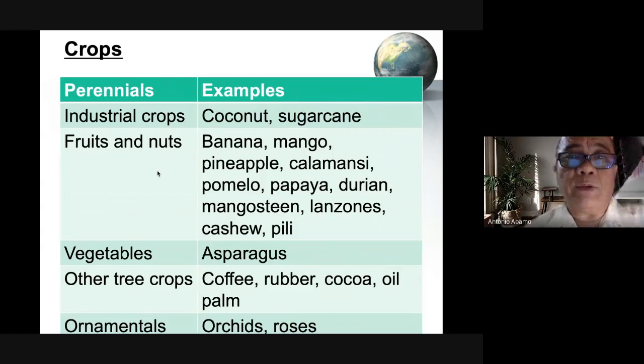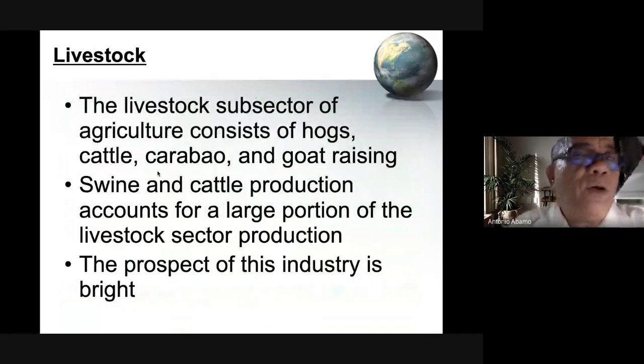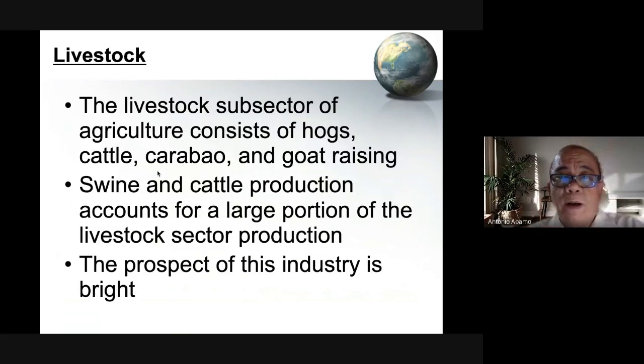Okay, now industrial crops are basically coconut, sugarcane, and you can put there abaca also, and other things. Now, in terms of livestock, the livestock is used for processing further into processed meat. The livestock subsector of agriculture consists of hogs, carabao, cattle, and goat, and even sheep. You may include sheep. Swine and cattle production accounts for a large portion of the livestock sector production.